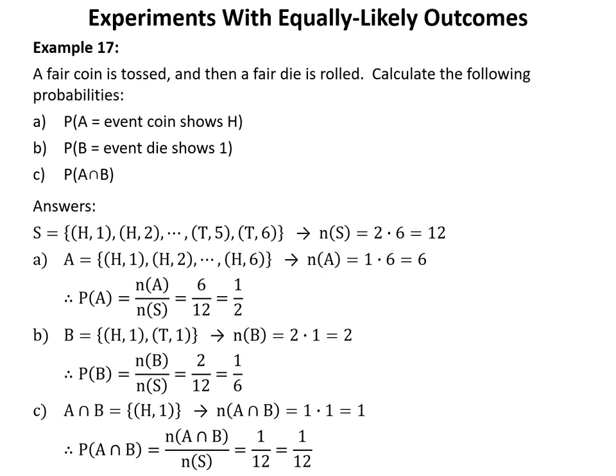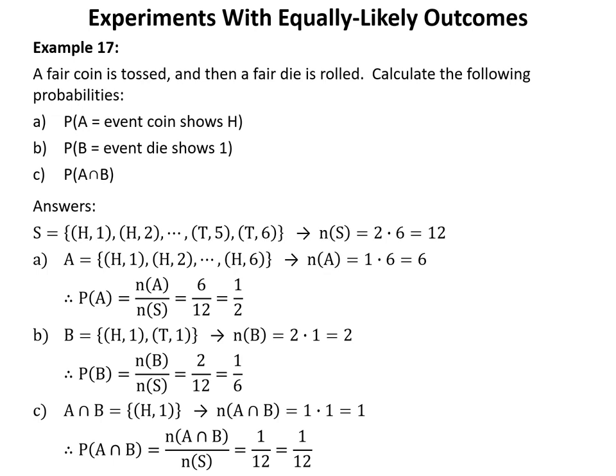So to answer this question, we start off using the premise that the coin and the die are fair, which would make each of the overall outcomes equally likely, and we can list those outcomes as being everything from heads 1 through heads 2 all the way through tails 5 and tails 6. So using the multiplication principle, we can determine that the number of outcomes in the sample space is equal to 2 times 6, which equals 12.